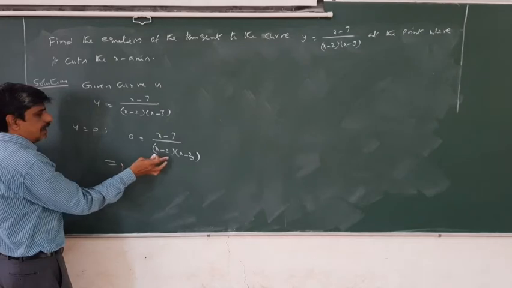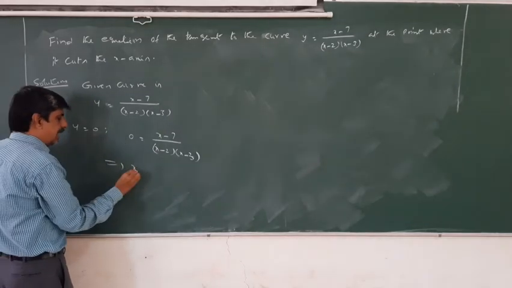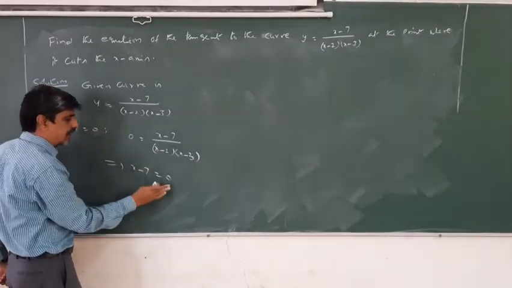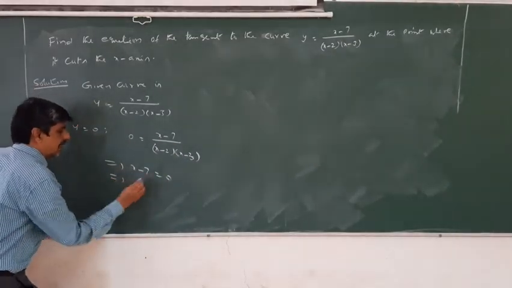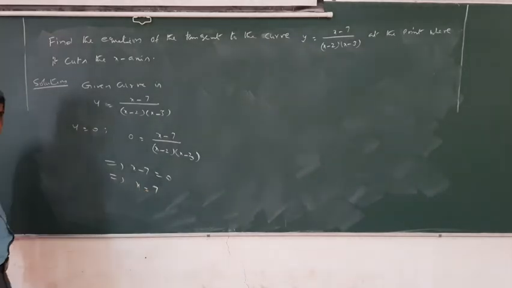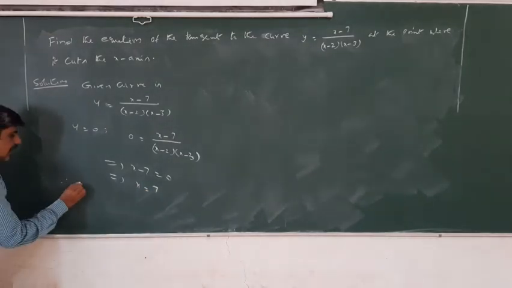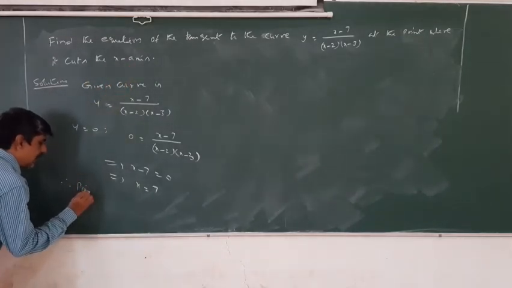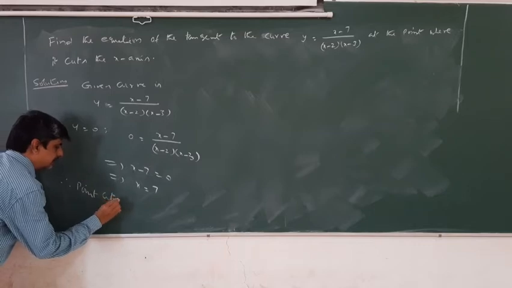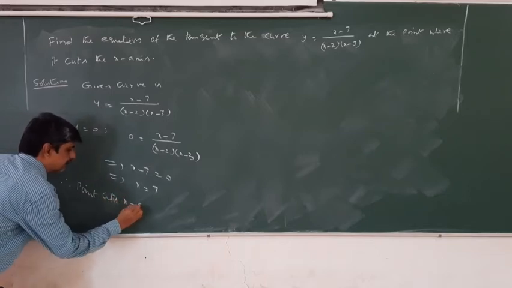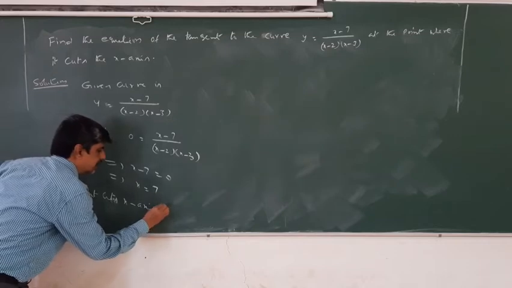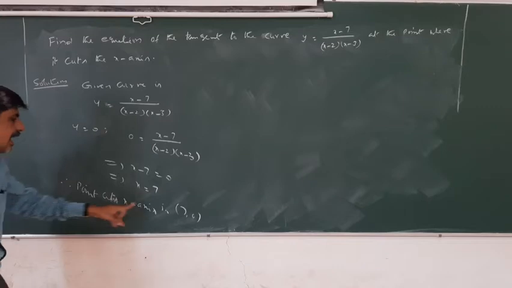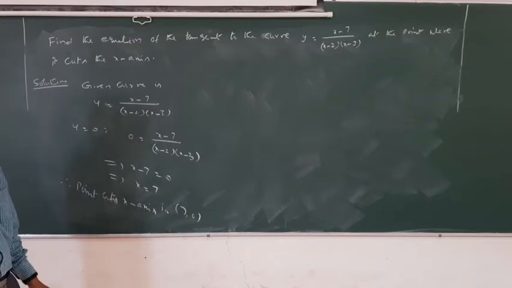So this implies, shifting the denominator to this side, (x - 7) = 0 into (x - 2)(x - 3), and 0 into something is equal to 0. So x - 7 = 0, which means x = 7. Therefore the point where it cuts the x-axis is (7, 0). So at the point (7, 0) we want to find the equation of the tangent.